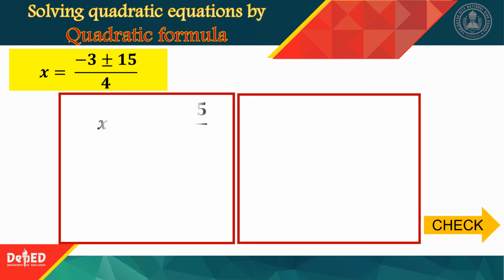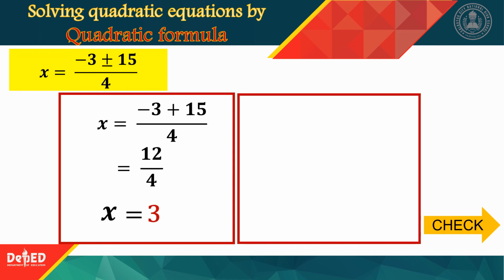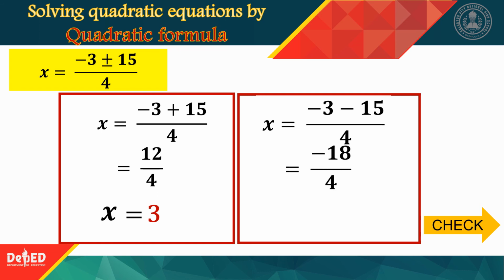So let's solve for the values of x. So we have x is equal to -3 plus 15 over 4. Then we have 12 over 4. Then x is equal to 3. And we have x is equal to -3 minus 15 over 4. Then we have x is equal to -18 over 4. And x is equal to -9 over 2.